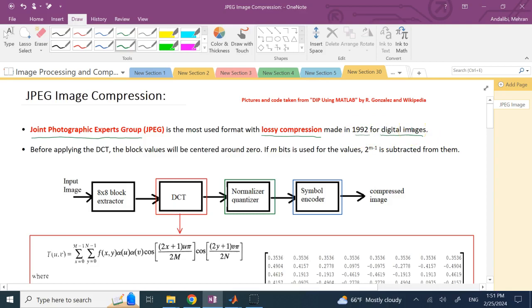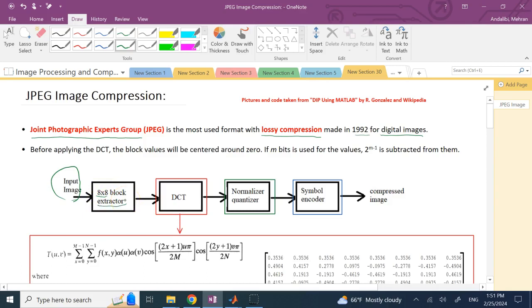So how would you convert an image to JPEG? How would you bring down the size of the file, and where is it that you lose the information? The first thing is you break down the image into 8 by 8 blocks. So you break the image into smaller blocks that are 8 by 8. That's the first thing you do.